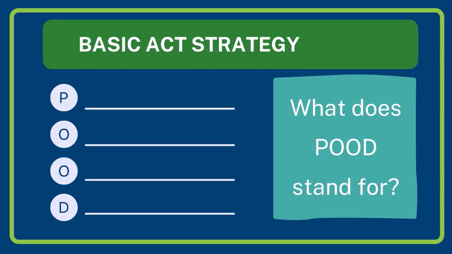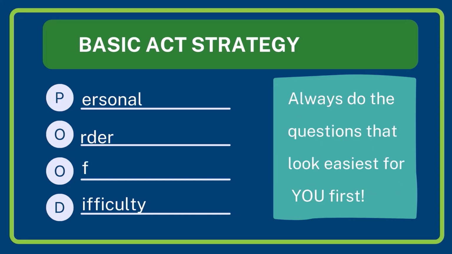Now let's move into some basic ACT strategy. Though the 4 multiple choice tests differ in content, you will employ a few common strategies throughout the test. The first one is POOD. What do you think POOD means? POOD stands for Personal Order of Difficulty. This means always do the questions that look easiest for you first.